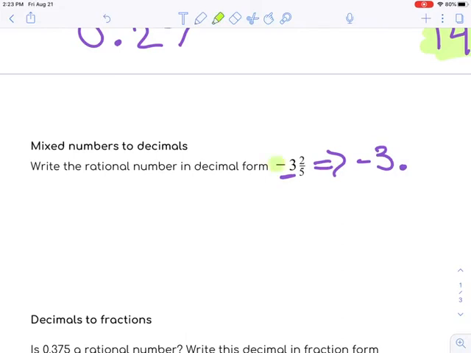And just a tip, guys, don't forget that negative sign. That's very important. Make sure you remember that negative sign.